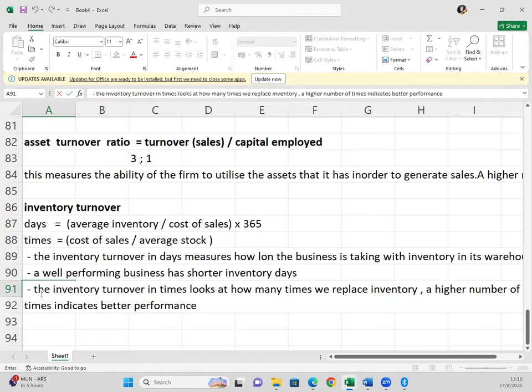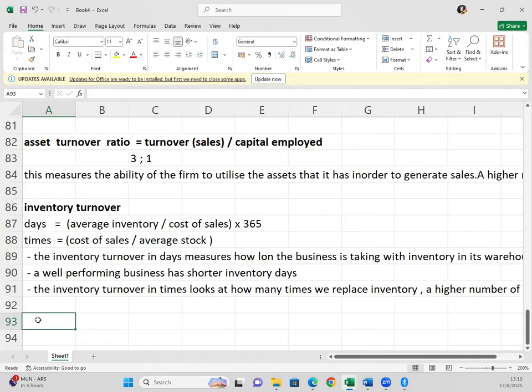So if you replace more, it means you're selling more. So that's the inventory turnover. It can be in days, it can be calculated in times.